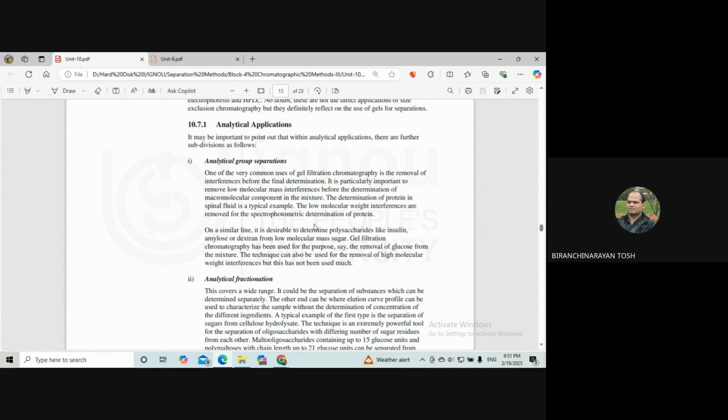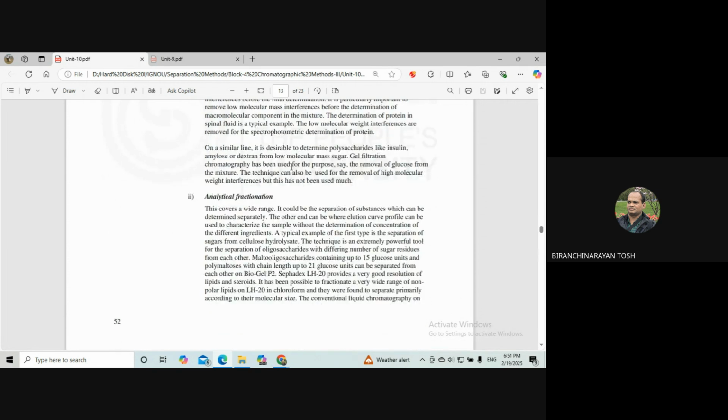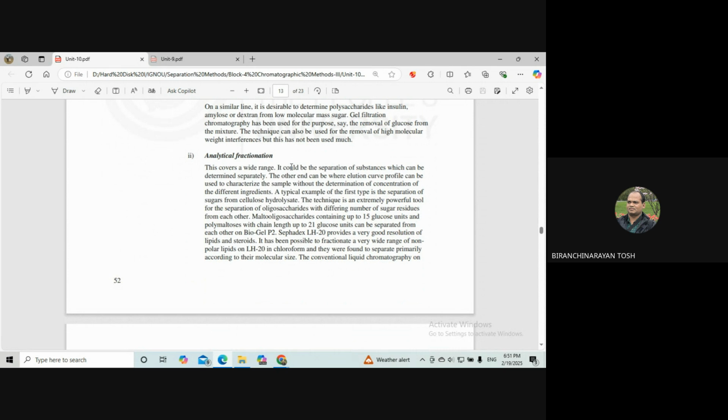Similarly, in analytical fractionation, the most important application comes closer to the fingerprint end scale, with substances overlapping to a large extent. Many biological fluids have been characterized. The most important among these is plasma. So the elution behavior of plasma proteins has been investigated.